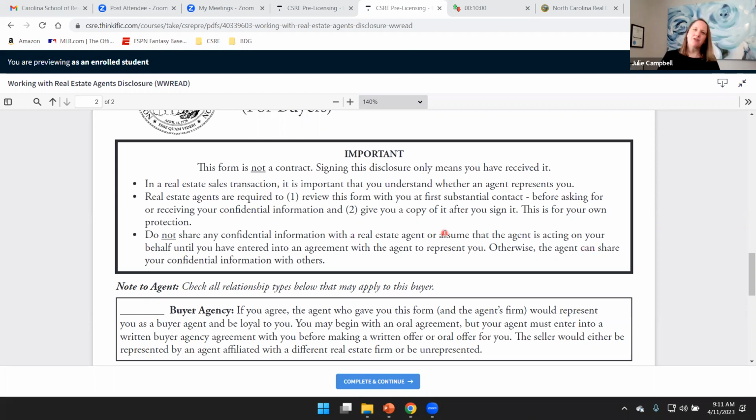But now, does anybody remember how many days we have to deliver the working with a real estate agent disclosure? And I see fingers going up. Good, good, good. So if first substantial contact doesn't happen face to face, we're still going to review it with them. We're still going to have the conversation, but we have 3 days to get it in their hands.